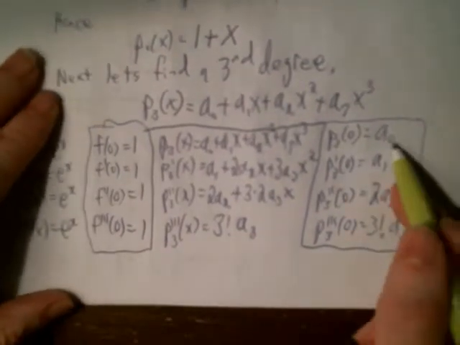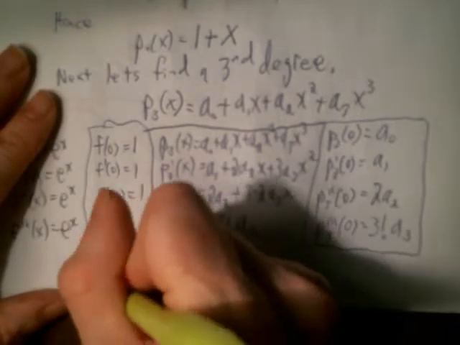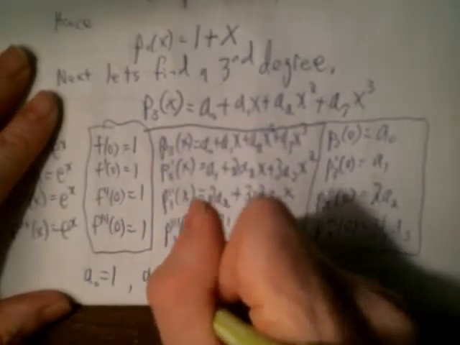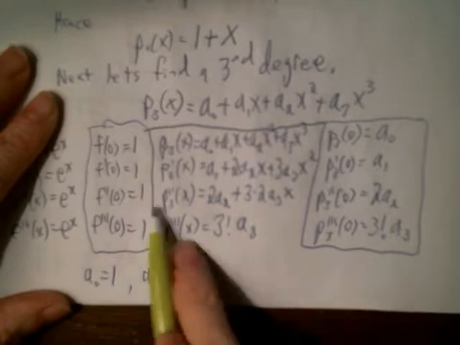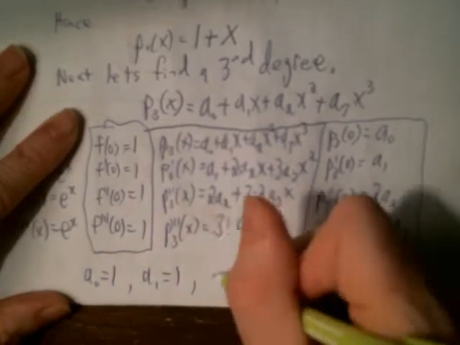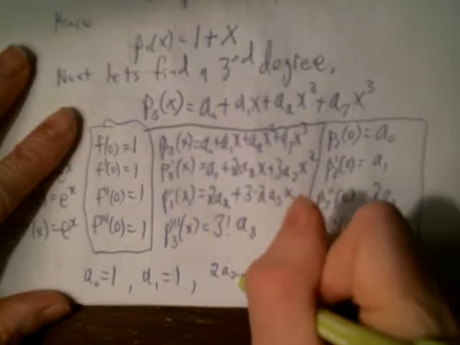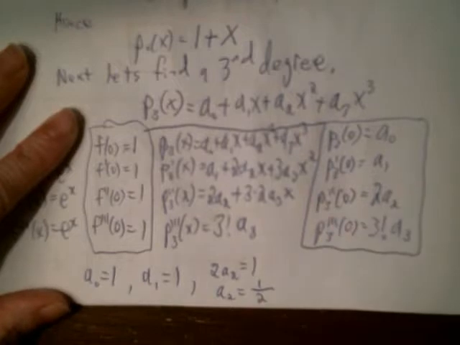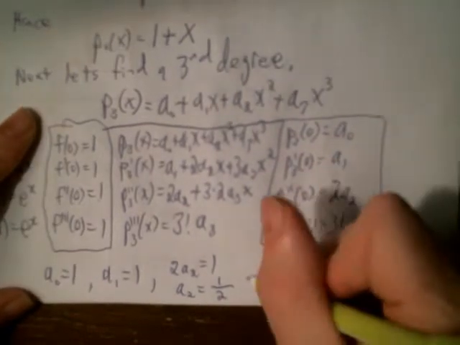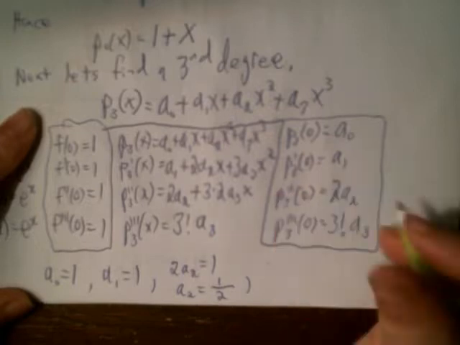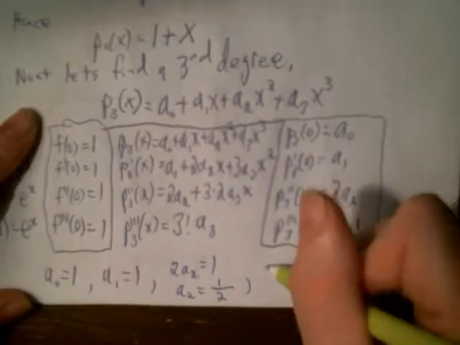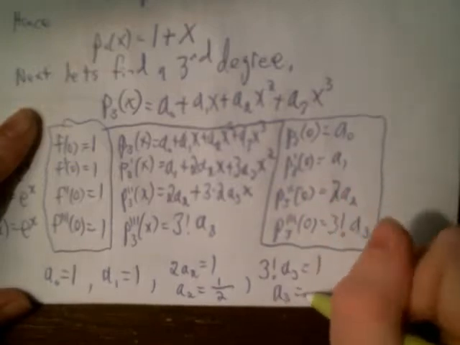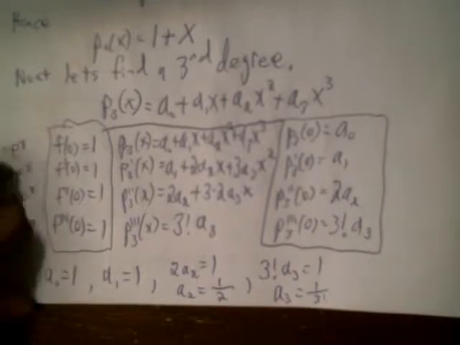So a sub 0 has to equal 1. A sub 1 has to equal 1. 2 a sub 2 equals 1, but I have to solve for a sub 2. So 2 a sub 2 equals 1, which tells me that a sub 2 is 1 over 2. And then the final one: 3 factorial a sub 3 equals 1. In other words, a sub 3 will be 1 over 3 factorial.